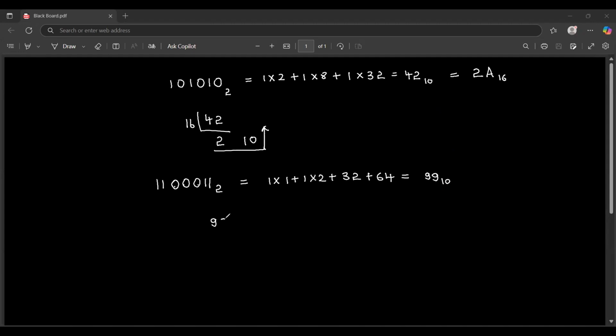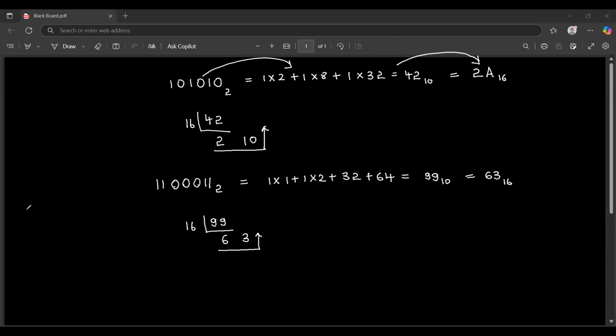So 99 to the base 10 can be converted to hexadecimal. It will be equal to 6, and the remainder will be 3. So 99 means 6 times 16 is 96, plus 3. You can go from bottom to top. So it will be equal to 63 to the base 16. This is how you convert from binary to hexadecimal. You convert it to decimal first, and then you convert it to hexadecimal.